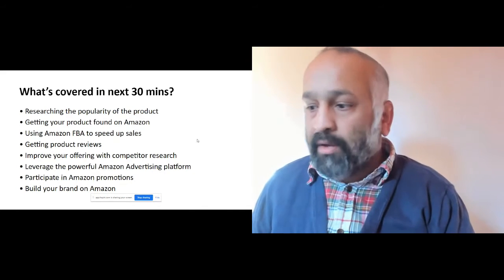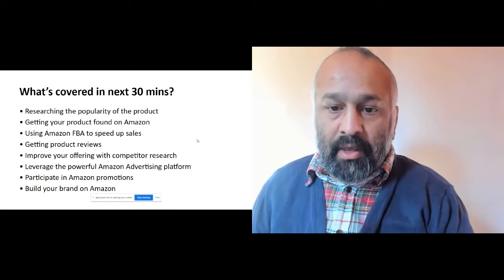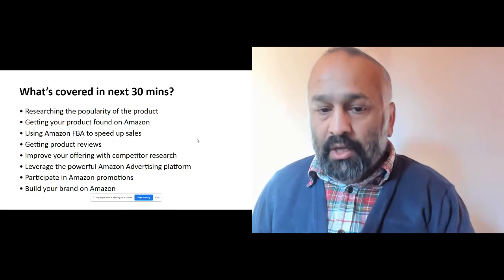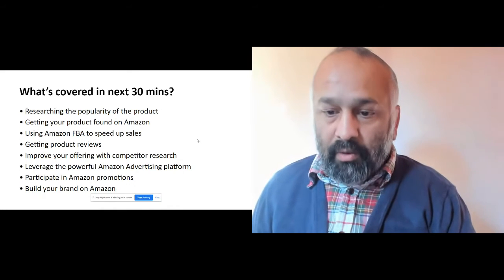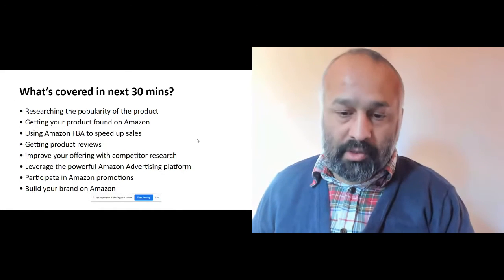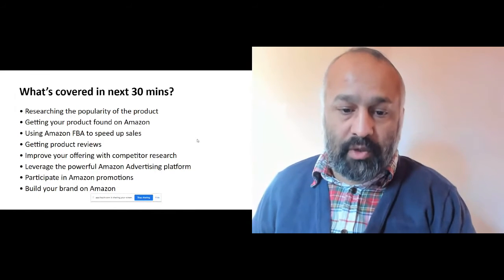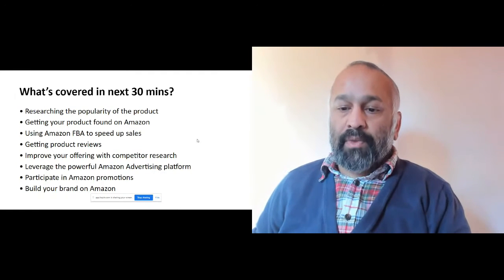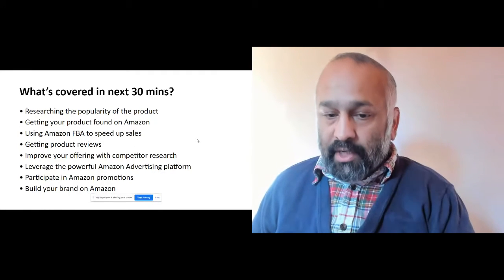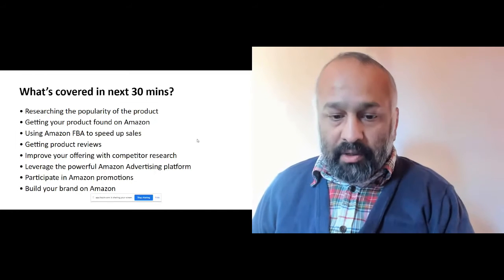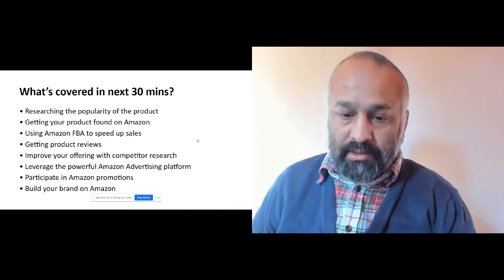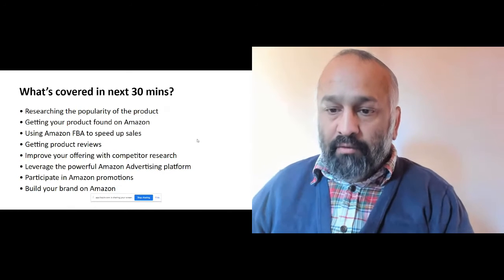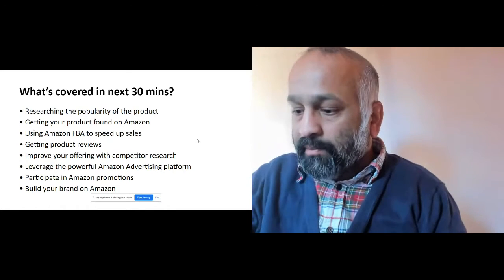Then we'll talk about how to get found on Amazon. Then using Amazon FBA, we'll talk about how to get the reviews in a all correct way. We'll talk about how to do competitor research and what you can do with it when you do competitor research. And then after that, we'll talk about how you can leverage Amazon advertising and looking into different promotions Amazon has and building your brand on Amazon. So there is a lot to cover, but we'll cover all the best practices here.